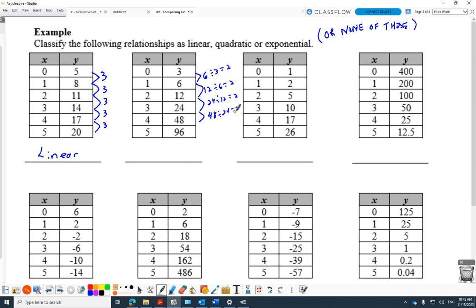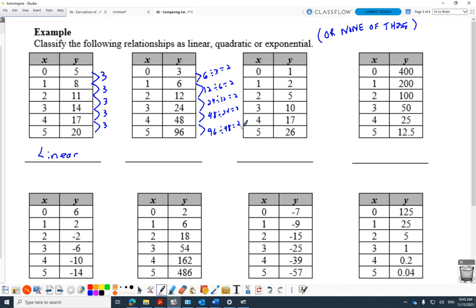Mr. Todd, do I have to do them all once I see the pattern? The world answer is yes. It could stop being exponential at some point. The grade 11 answer is probably no. Once it works, it probably works all the way through. We're not trying to fool you necessarily.